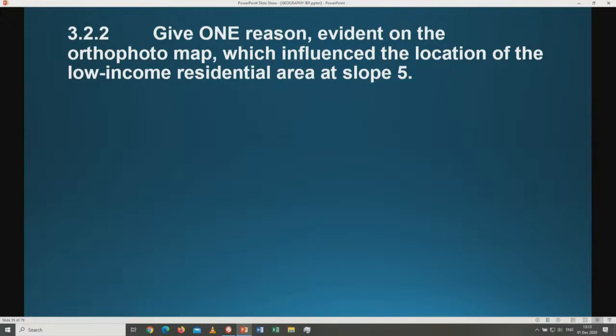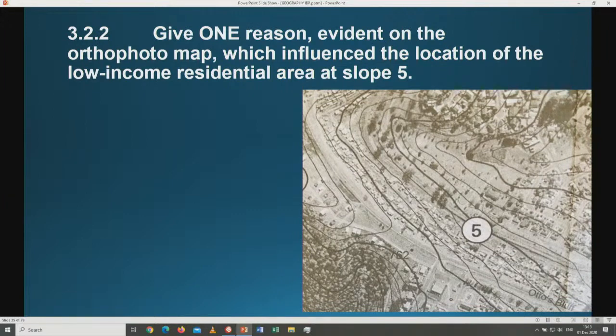Give one reason evident on the orthophoto map which influenced the location of the low income residential area at slope 5. Why is it that low-income residents will tend to build in this area? Okay, the first thing that you should see, there is a road. Remember, the road is very important for the low-income residential areas because these people mostly use public transportation to go to work. And they have to go to work, so they need public transportation.